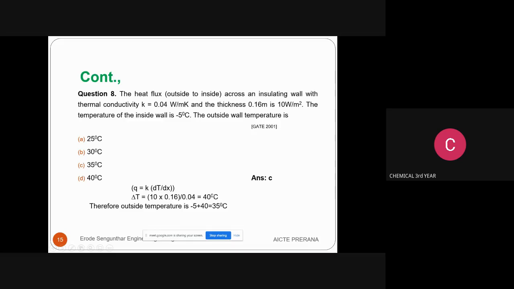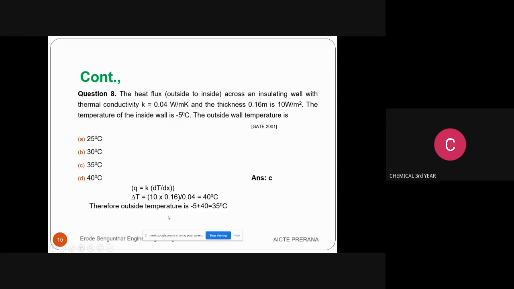Okay, 40 degrees Celsius. This is the temperature difference, T1 minus T2, which we got as 40 degrees Celsius. If we substitute this in that same T1 minus T2, we can find the unknown temperature. If it is T1, T2 is what we have to find out.